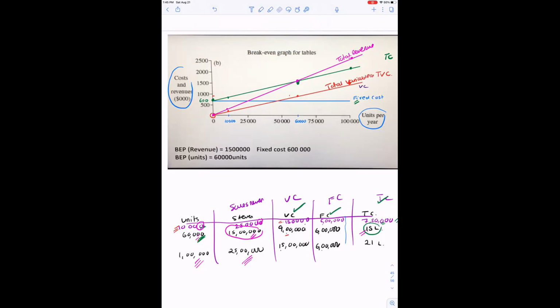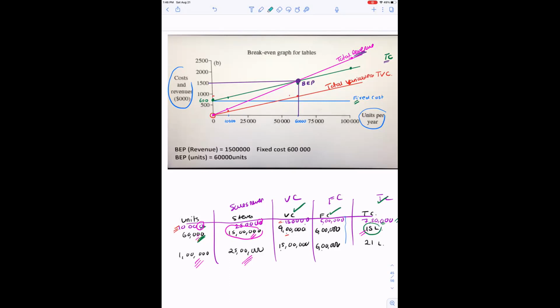And that was the fixed cost. Okay. So now what is break-even point? Break-even point is a point where my total revenue is equal to the total cost. So if you see properly, the total revenue is equal to total cost at exactly 60,000 units. This is how I plot my break-even point. This is the break-even point where my total revenue is equal to the total cost.